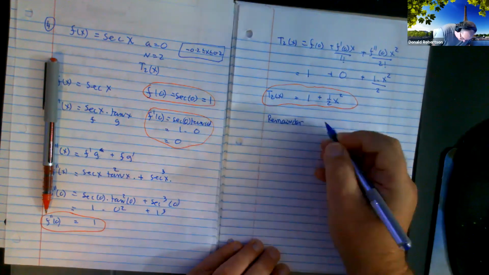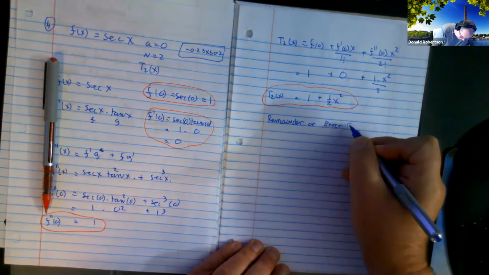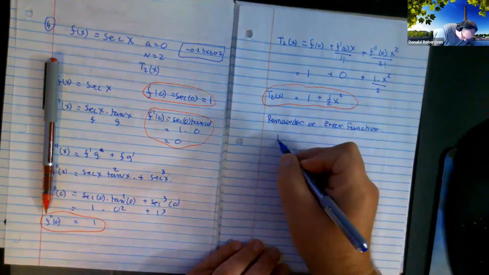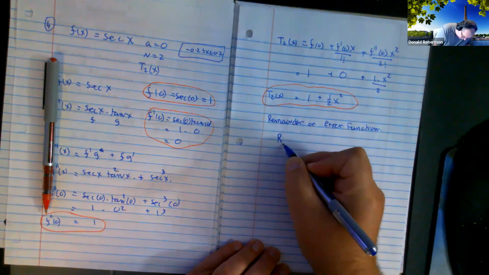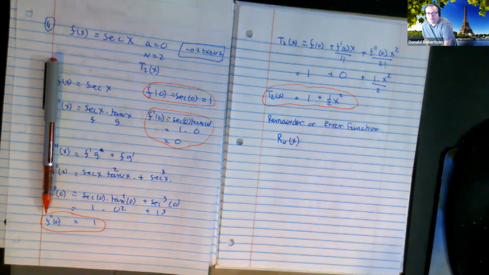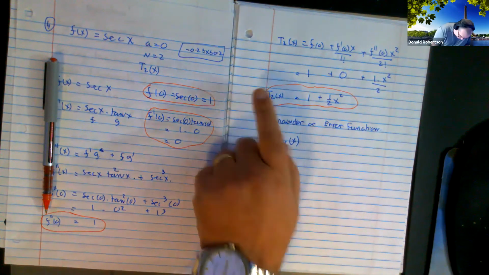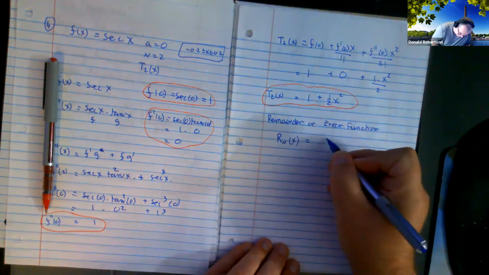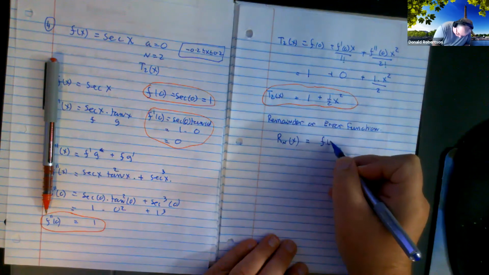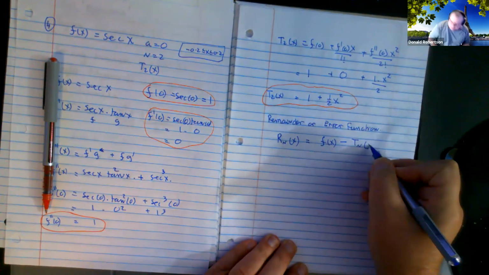It's the remainder, or is it sometimes called the error function? And it's typically called Rn of x, because the remainder function depends on which Taylor polynomial you're going to get. So if you were saying, well, what is the error? Isn't the error the difference between the real value and the Taylor polynomial? Would you agree?